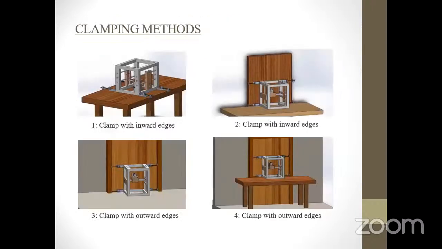It shows how to clamp the machine to any surface. For example, the first one is a horizontal surface like a table. The second one is a vertical surface like a door. The third one is also like a door. The fourth one is like a door, but the fourth one has a specialty. They have some base, like a table or something. This machine can be placed on the table.